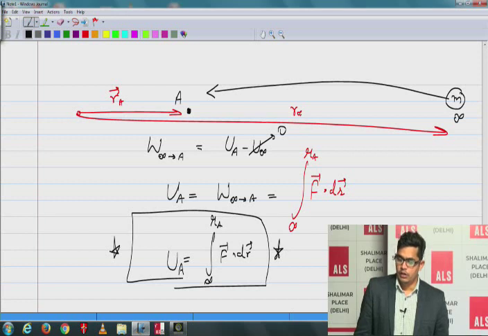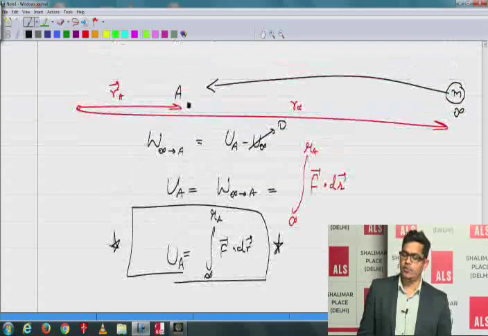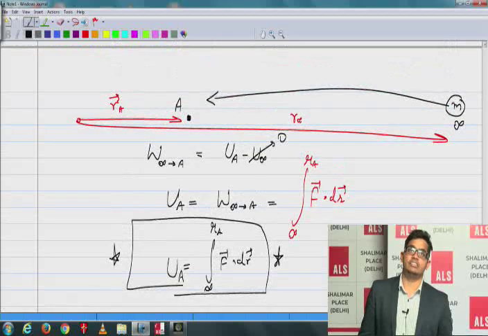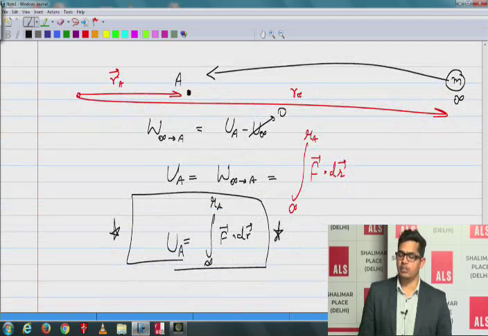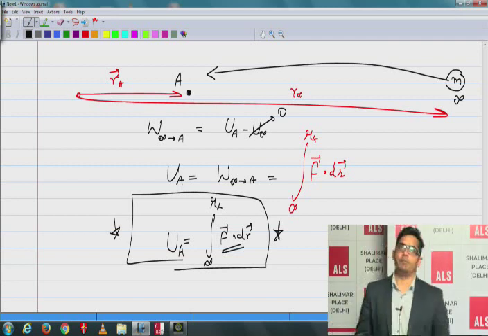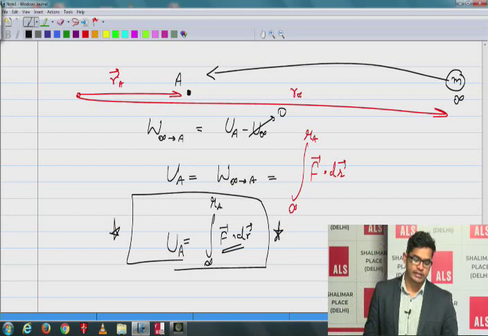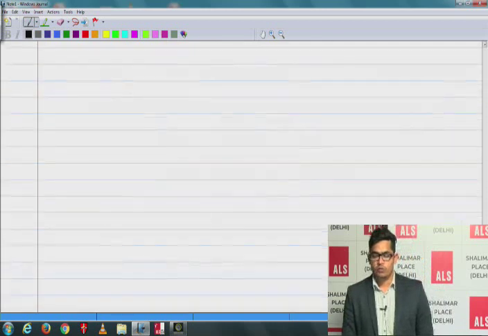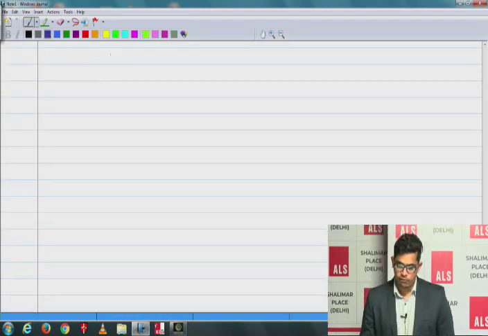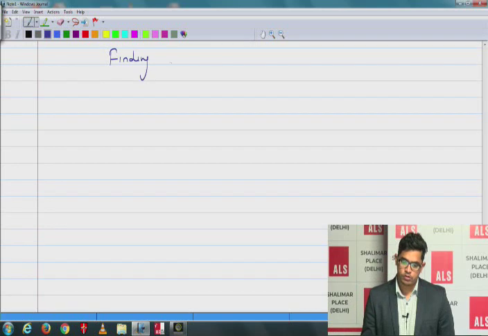Now suppose the force field is given and you want to calculate potential energy. You have calculated potential energy at a point from the force equation. But suppose the potential energy field is given, then how can we calculate the force? So the next topic is finding force from potential energy field.